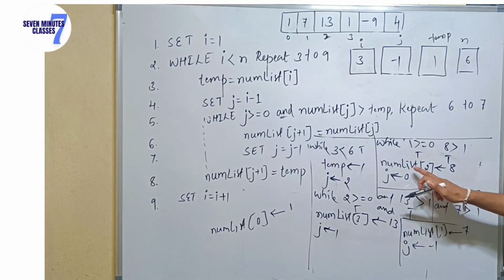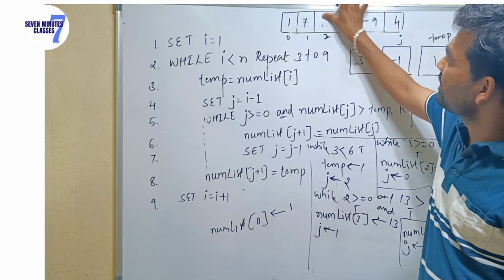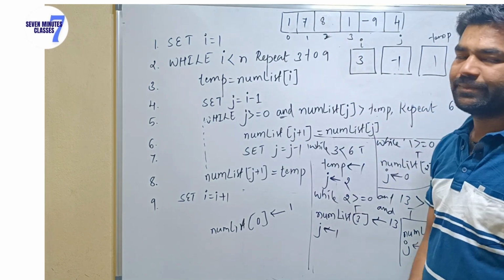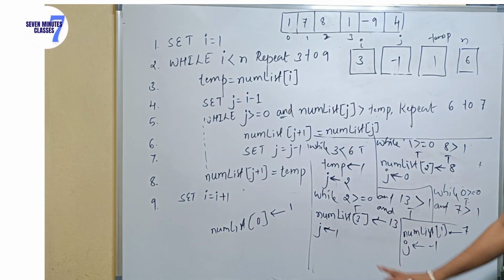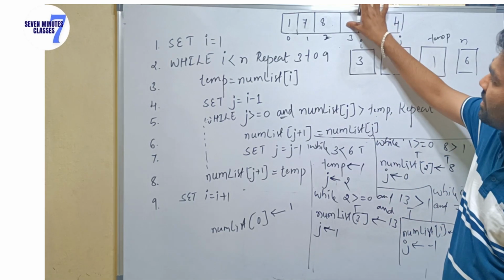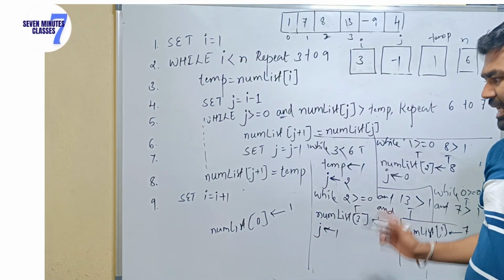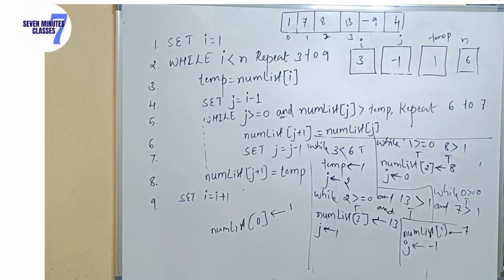Then look at this. Num list of 2. What is num list of 2? 8. So I will write this as 8. Okay. Now look at this. Num list of 3. The value is 13. So num list of 3 is 13. So no values left. So this is how another pass is completed.